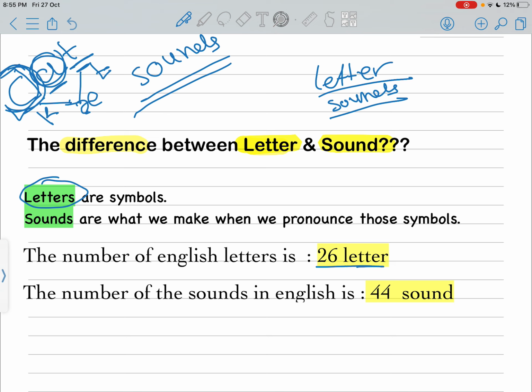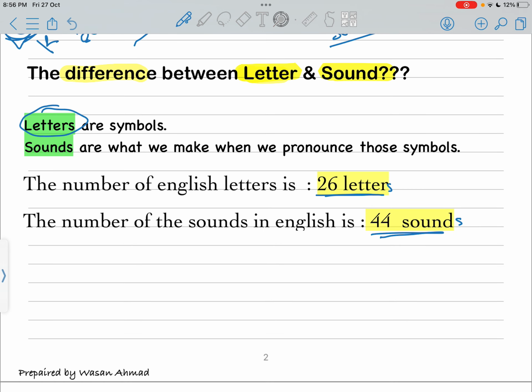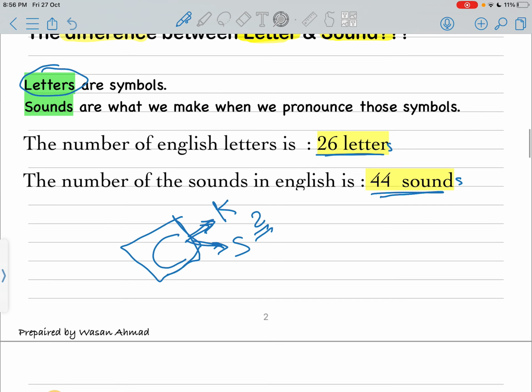We have 26 letters in English, but we have 44 sounds. So this is important to differentiate between letters and sounds. Why 26 letters and 44 sounds? Because each letter has many ways to pronounce, many sounds. For example, this letter, this is a letter, but I can pronounce it as ka, and I can pronounce it like sa. So this letter has 2 ways to pronounce, and the rest of the letters are the same. So we have 44 sounds.